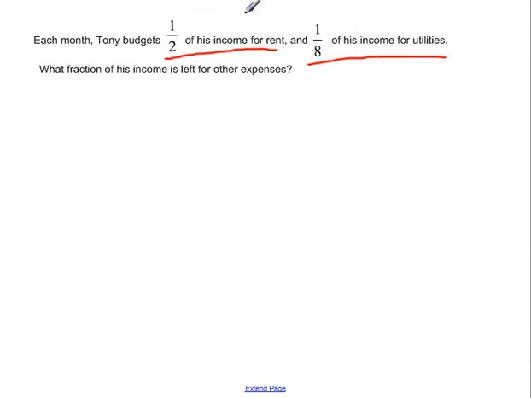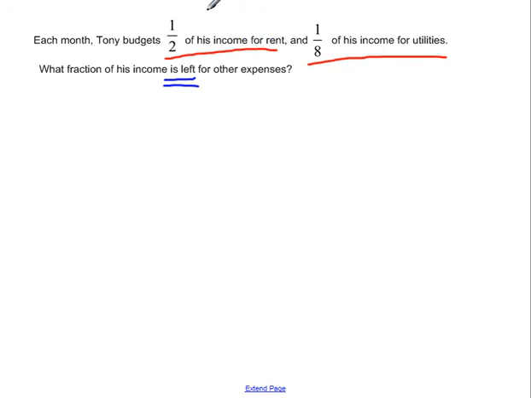Now pay close attention to what we're being asked. We're not being asked how much of his income goes to rent and utilities. We're being asked what fraction of his income is left for other expenses. So we want to pay close attention to be sure we answer what's being asked. So let's start by figuring out how much of his income is used for rent and utilities. What fraction of it is gone?